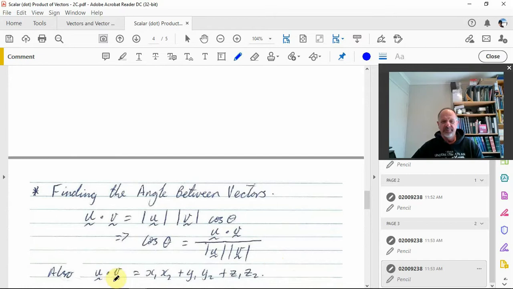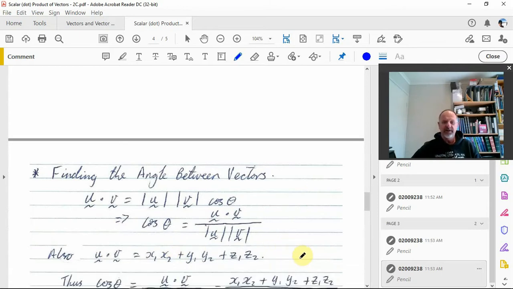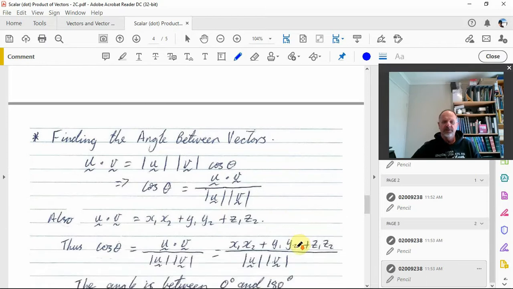But also remember that the dot product is x1 x2 plus y1 y2 plus z1 z2. So we can figure that out, and so cos theta then, we can do it in that way.